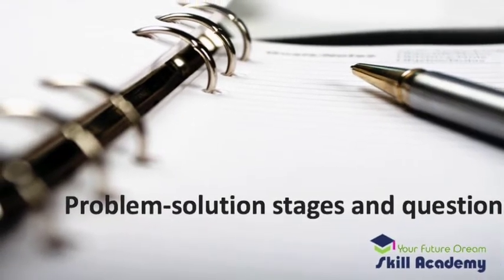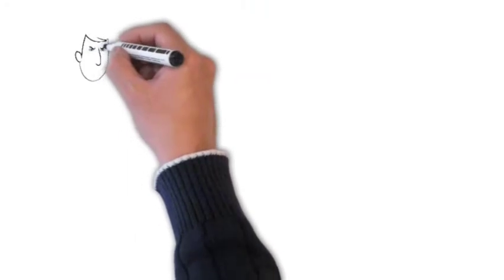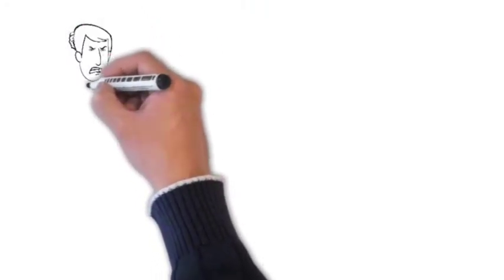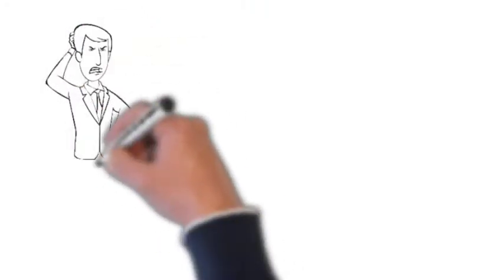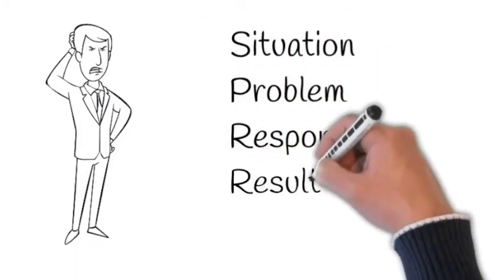We can use this pattern to ask questions that will help get ideas for research into a problem, that's brainstorming, and we can use the pattern to write about it. So let's look at these questions. A situation problem pattern can have 5 different stages: situation, problem, response, result, and evaluation.